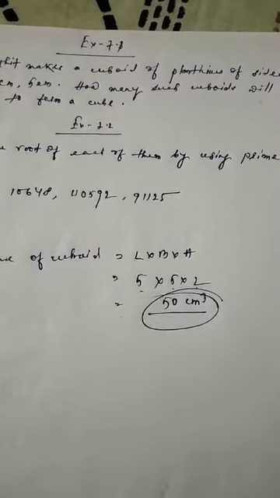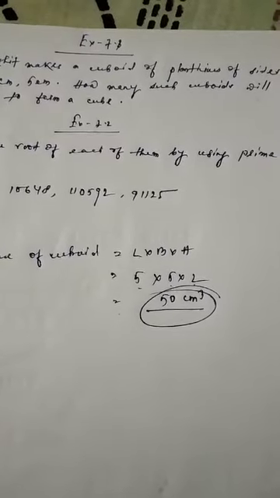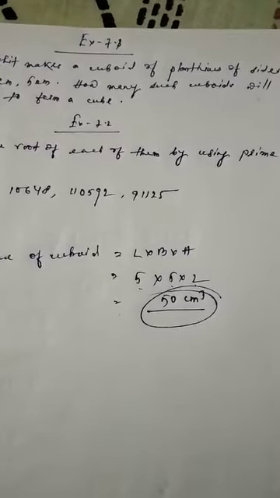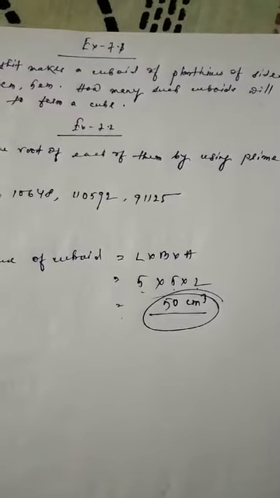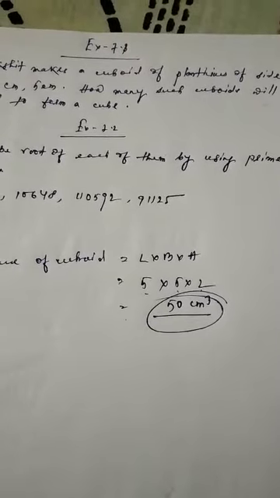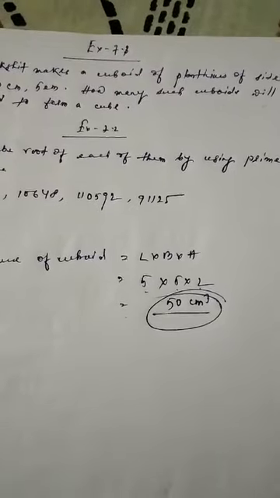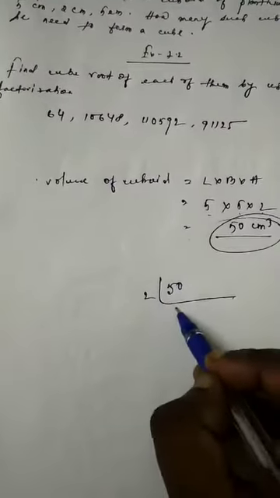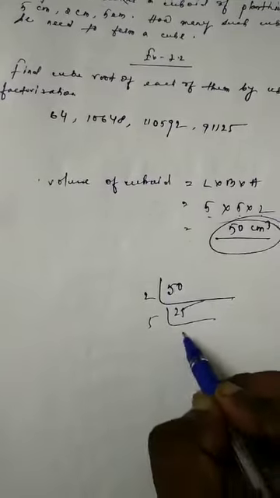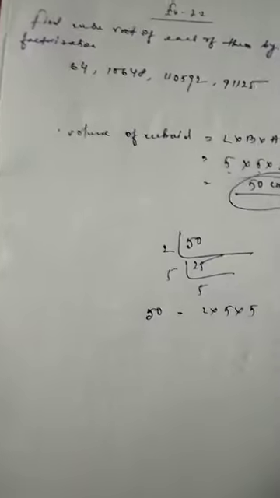I'm repeating my word once again. Children, 50 is not a perfect cube number. You have to multiply some numbers with 50 in order to make this particular number a perfect cube number. So let us check which numbers are to be multiplied. I'll perform prime factorization of 50: 2, 25, 5 and 5. So I can see 50 is equal to 2 into 5 into 5.